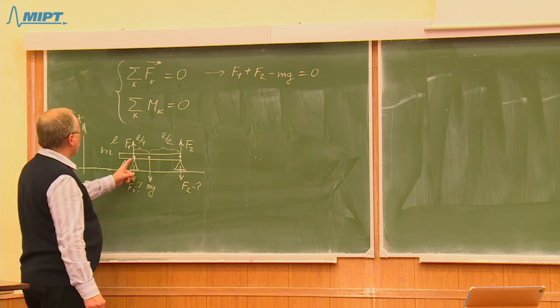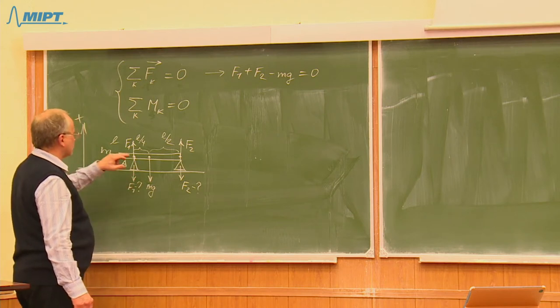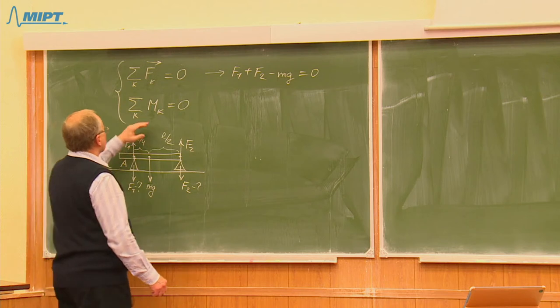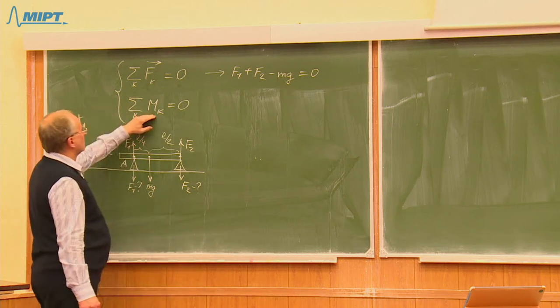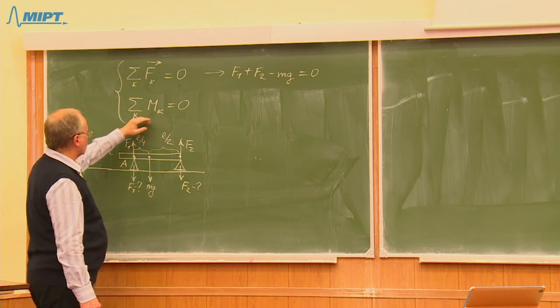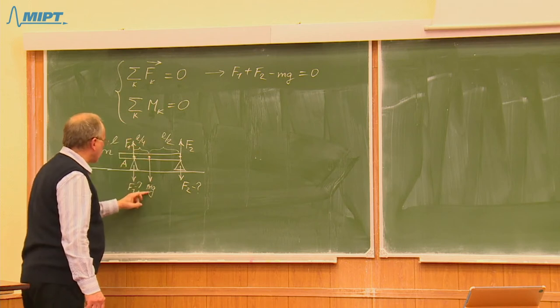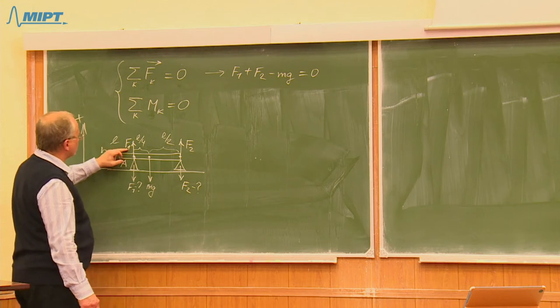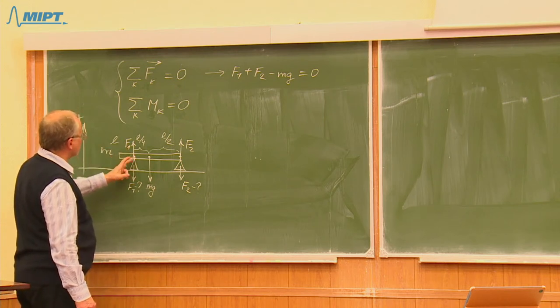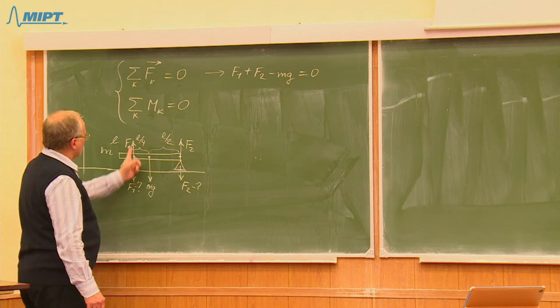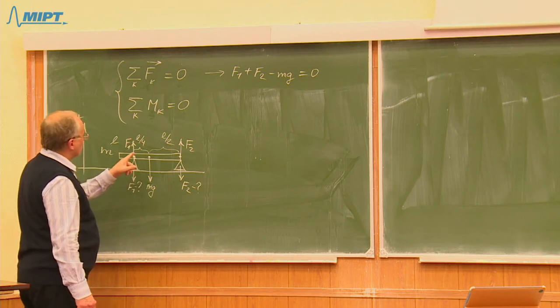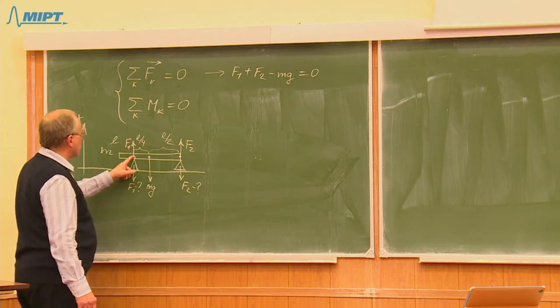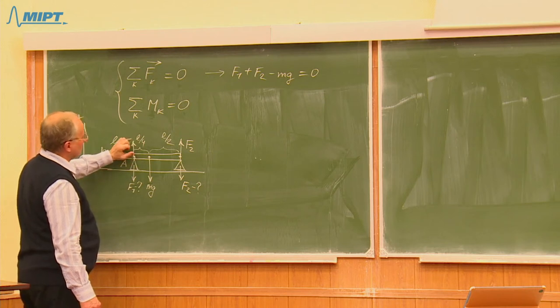Then, in this particular case, for this particular axis of rotation, we have to find the net torque. That is the torque of force mg and the torque of force F2. We don't have to calculate the torque of force F1 because this force goes through the axis of rotation, and therefore the arm of this force is zero. So we don't pay attention to this force F1.